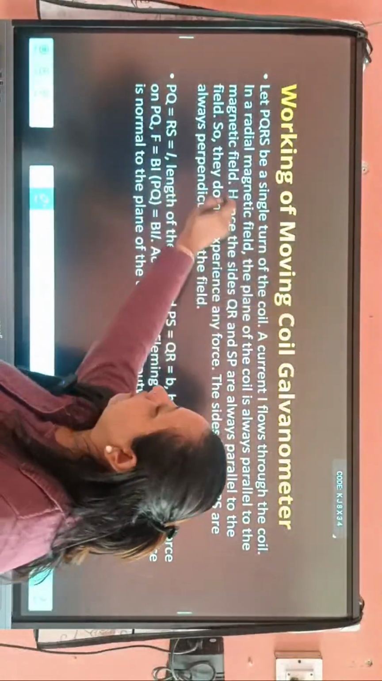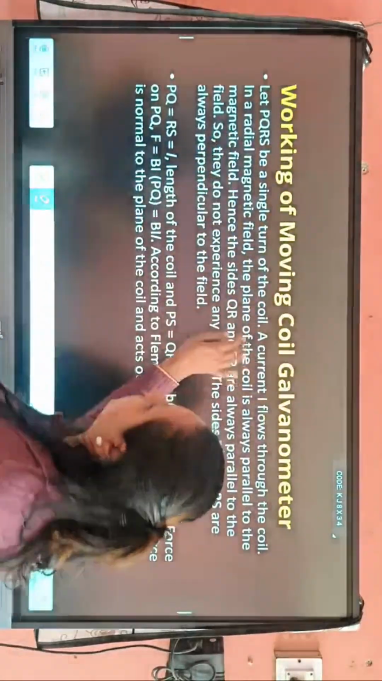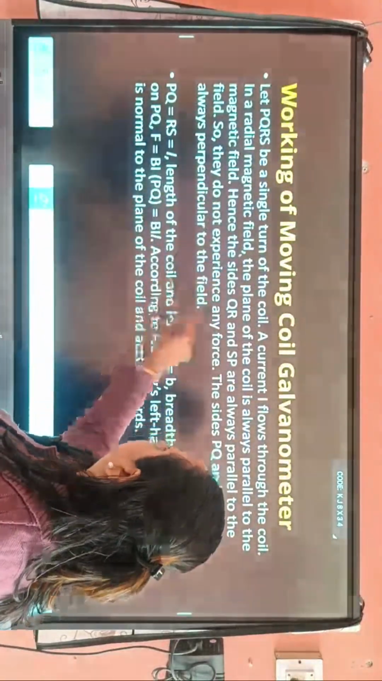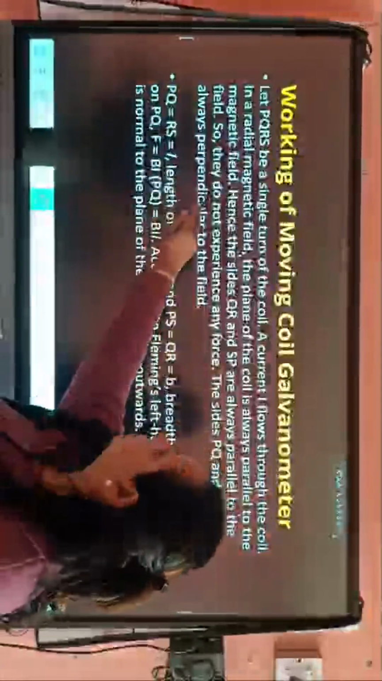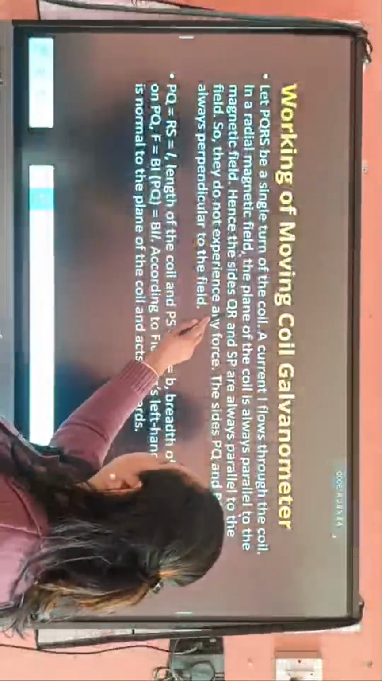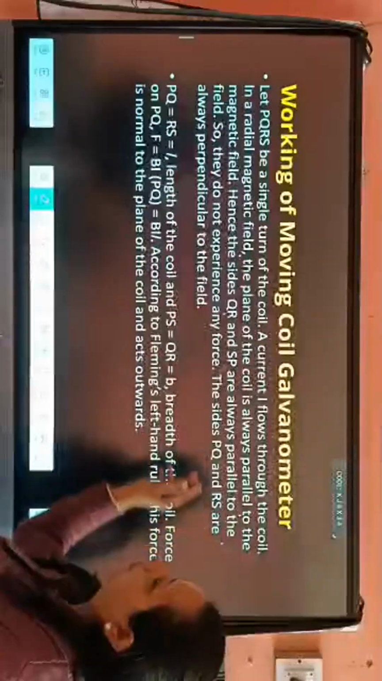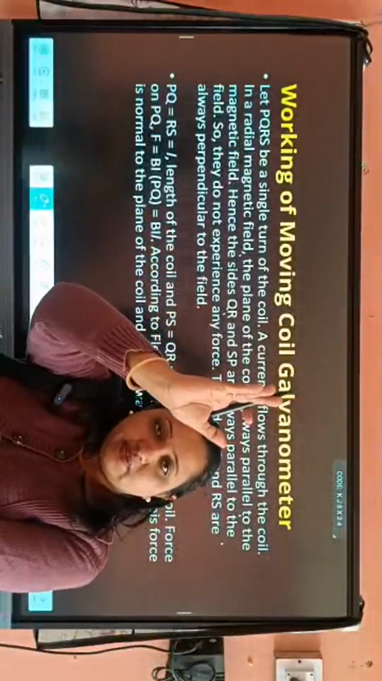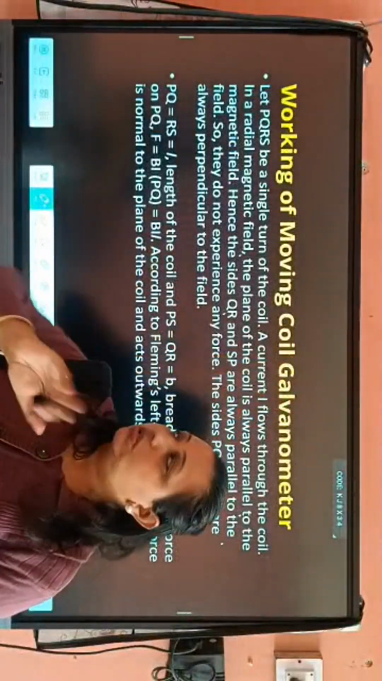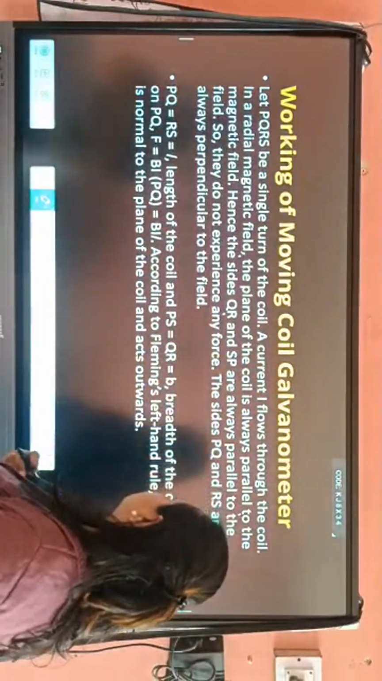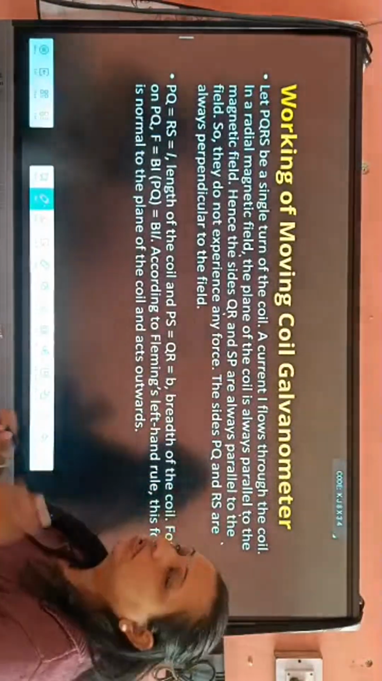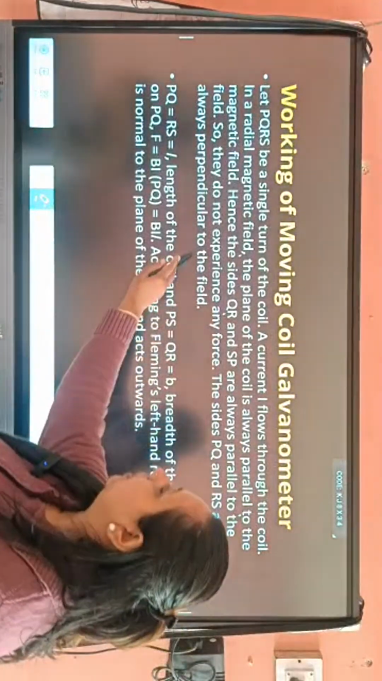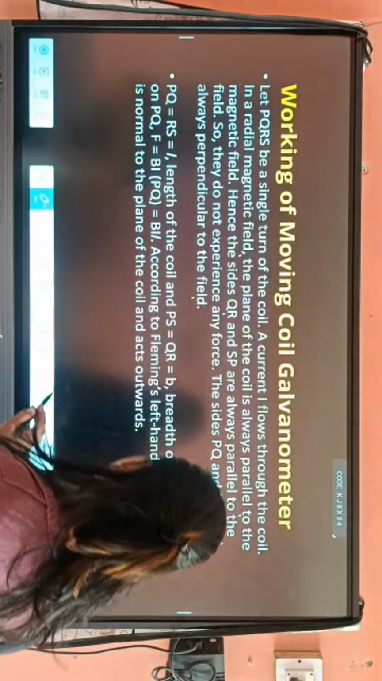So what is the working? We have considered that PQRS rectangular coil, जो भी हमने principle देखा था और जो find out किया था. Radial magnetic field, the plane of the coil is always parallel to the magnetic fields. So sides PQ and RS are always parallel to the field, so they do not experience any force. यानी जो ऊपर और नीचे वाली हैं, they do not experience any force. यानी कि sin 0 डिग्री हो जाएगा उस केस में. ठीक है, the sides which are perpendicular experience a maximum torque. ठीक है, perpendicular जो है that experiences a magnetic torque.